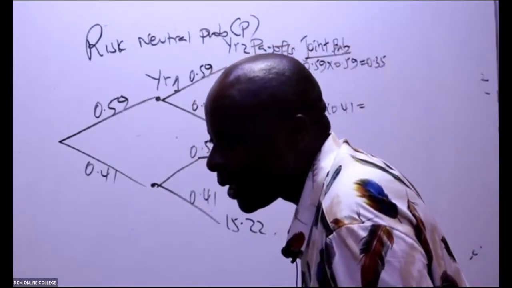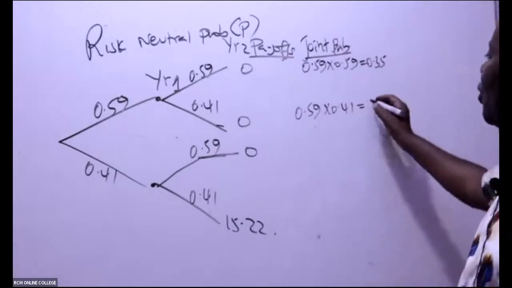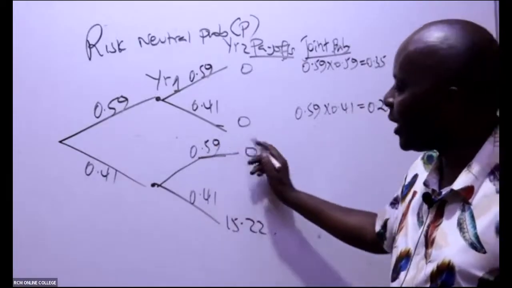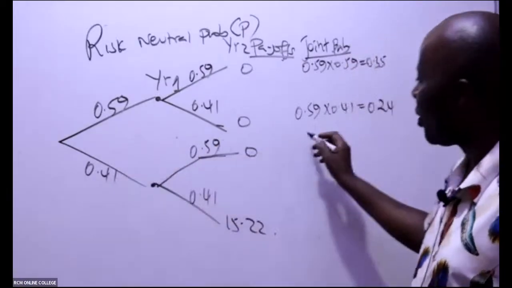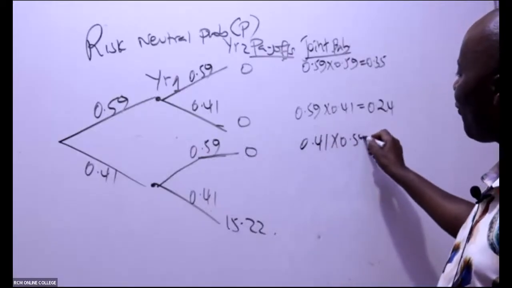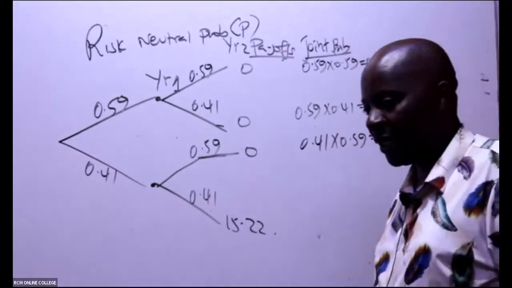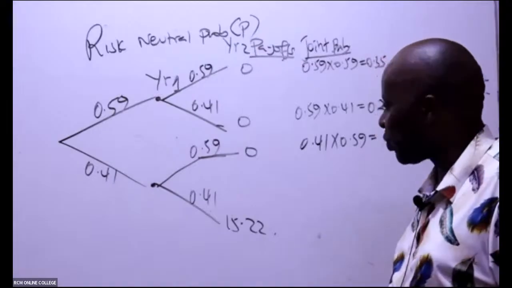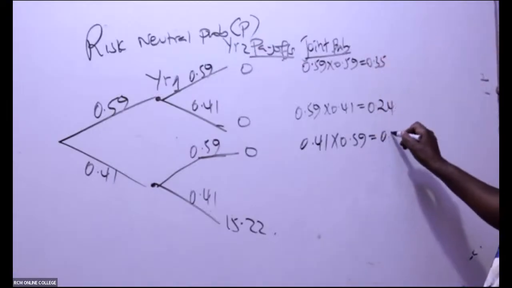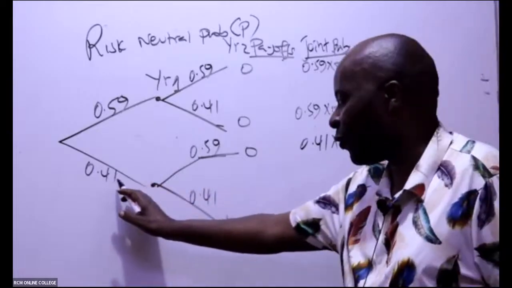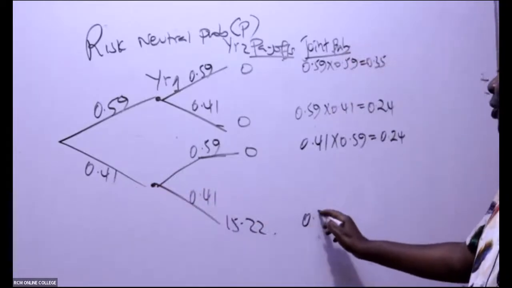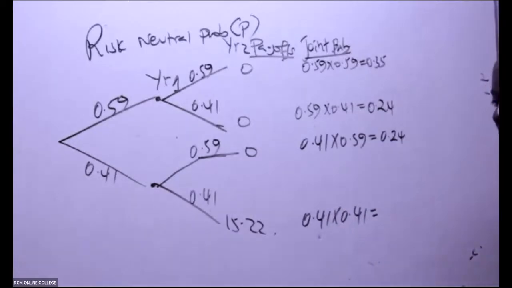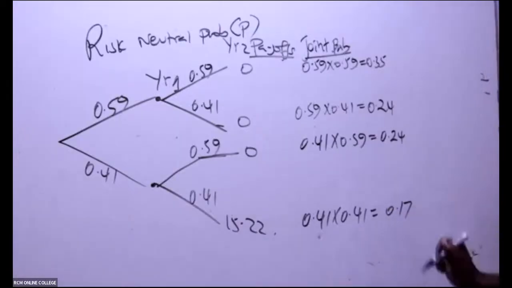0.24, yes. Now come to branch number 3, the third branch. So you're following it. This will be 0.41 times 0.59, which will end up giving us what figure? They're telling me it is 0.24. And then we have 0.41 times 0.41. Is there somebody able to give me this figure? I'm being told it's 0.17.